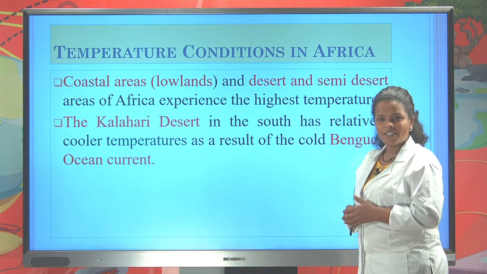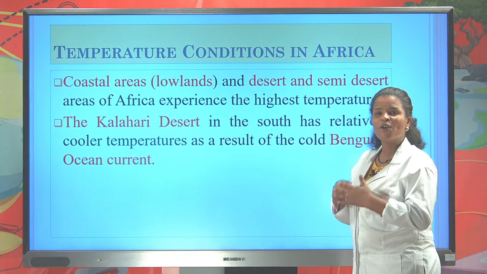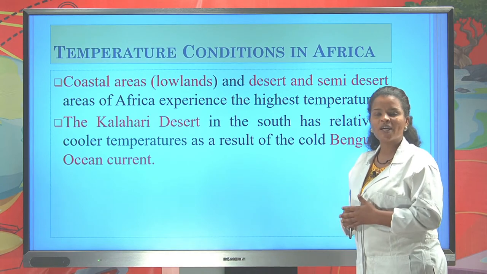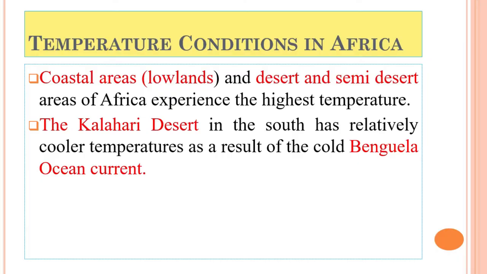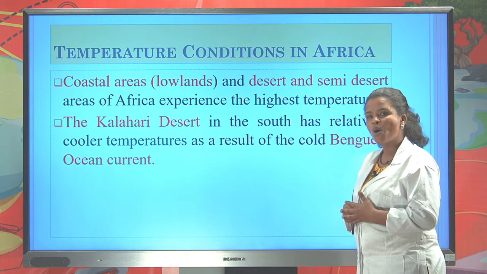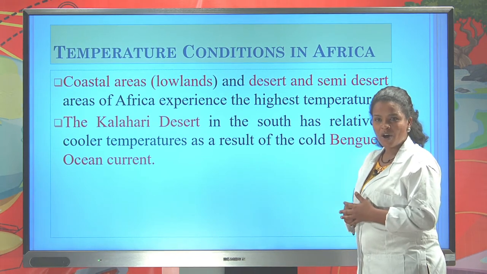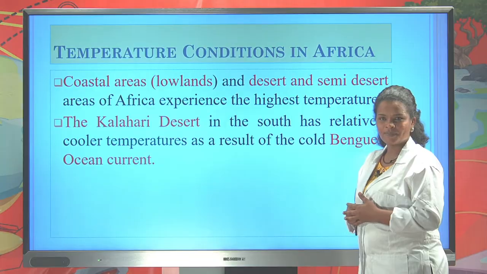The Kalahari Desert in the south has relatively cooler temperature as a result of the cold Benguela ocean current. As we have seen in the previous lesson, most of the deserts of the world are found on the western coast of the continents, except the Sahara Desert, which is found in the northern part.